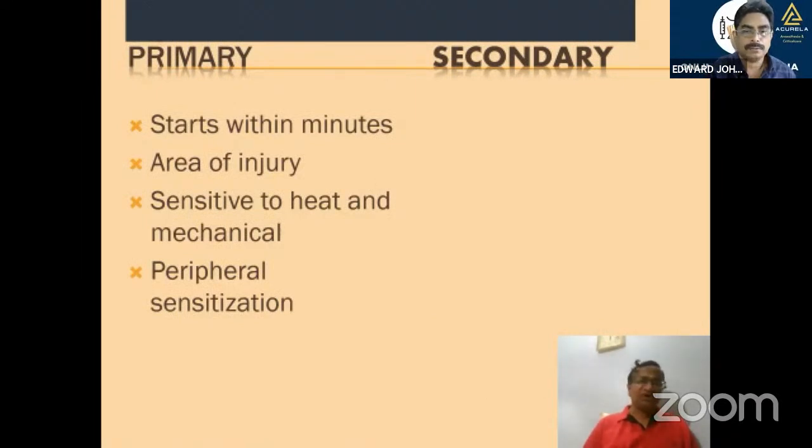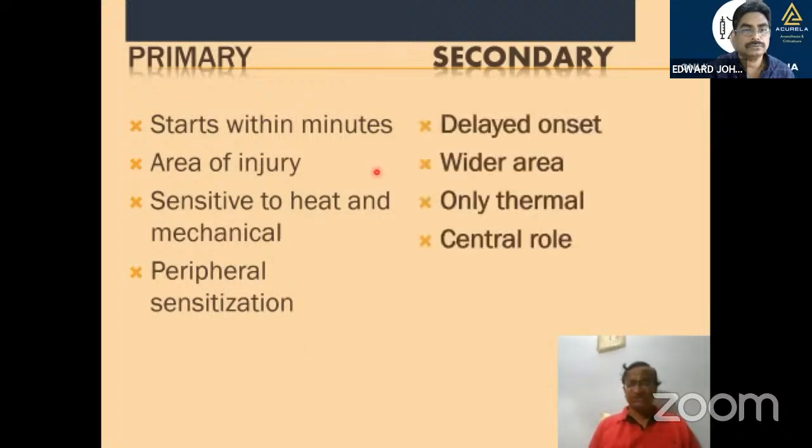So there is something called primary hyperalgesia and secondary hyperalgesia. Primary starts within minutes in the area of injury. This is due to peripheral sensitization. In the peripheral nerves, the nociceptors, there is some change. So a small pain stimulus, big pain is sensed. That is sensitization. Secondary is delayed onset, wider area, only thermal stimulus, and there may be a central component.